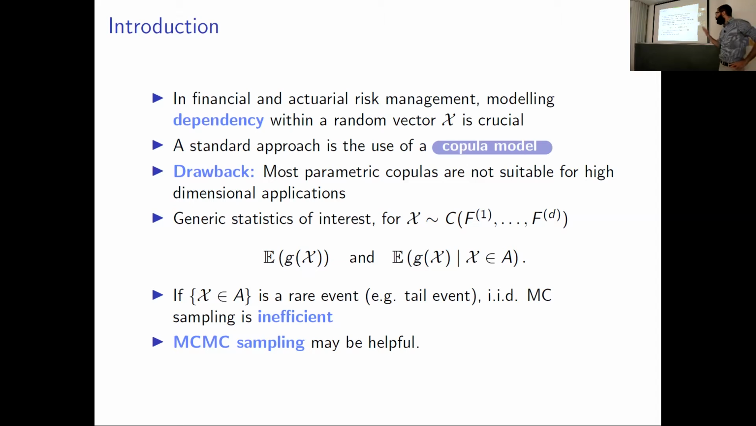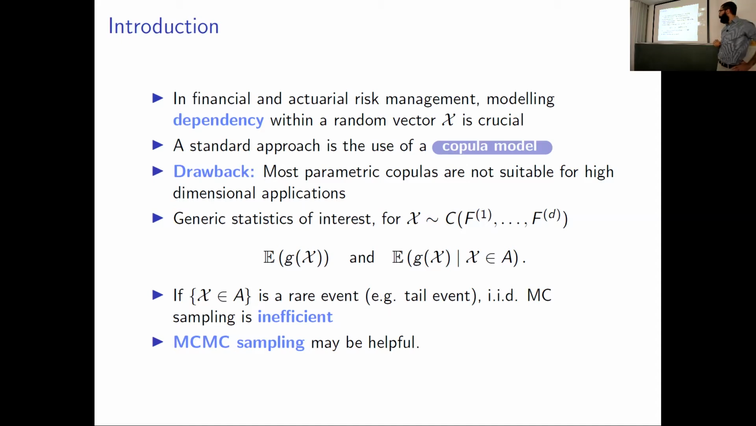So the setup is something like this. We are interested in computing expectations like this, the expectation of a function of a random variable, or the expectation of a function of the random variable conditional on the random variable being in some set A. The model for us, and this is the first thing to remember, is that the vector X has some distribution C, which is the copula of F1, the marginal of X, up to Fd, which is the marginal of the d-th component of the vector X.